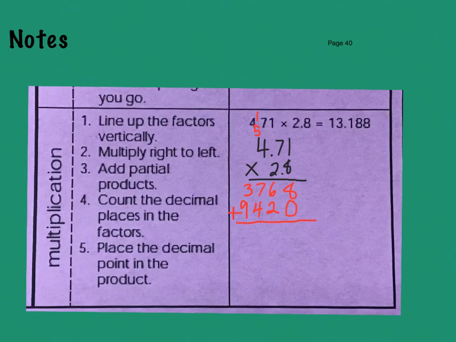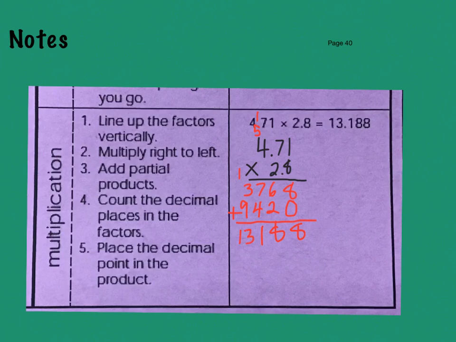And now we're going to add those. If you look here, it says add the partial products, and that's what these are, partial products. We're going to add them. 8, 8. 7 plus 4 is 11, and then we have 9, 10, so 13.